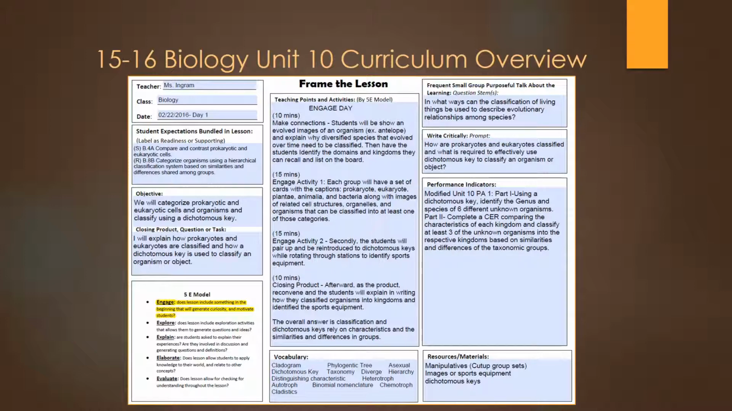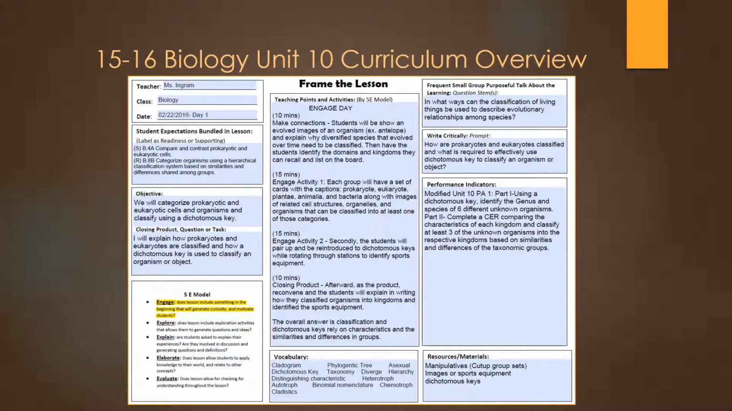At the closing, for the last 10 minutes, I'll take about 5 minutes, and I have the students go back and explain to me what they did in those two activities, or you can use more time, however you need to allocate, and explain what was the main thing that they needed in order to identify what organism would go where, or what sports equipment was what.